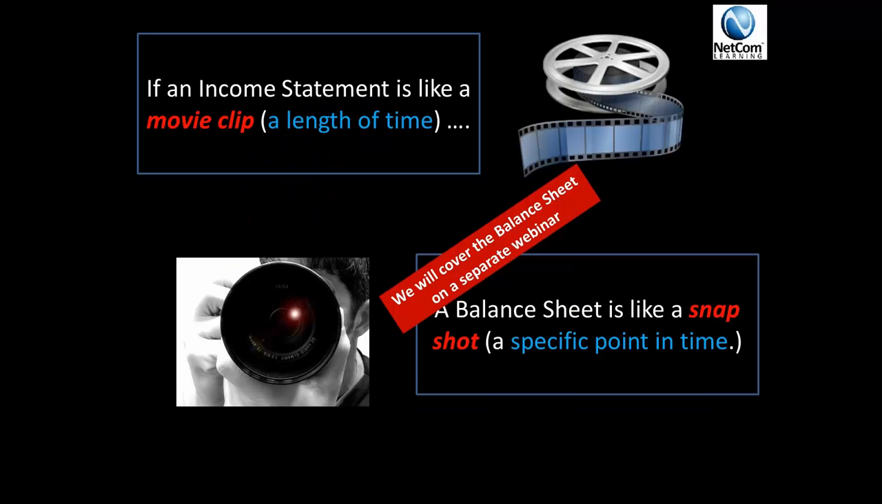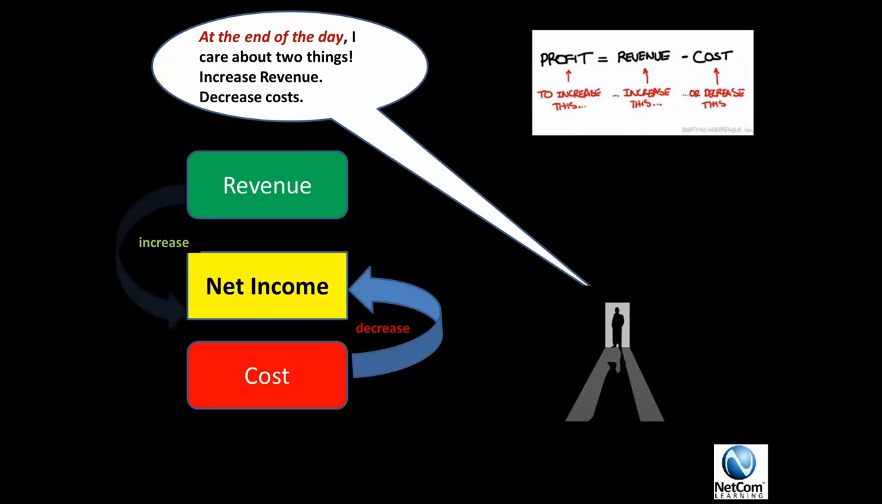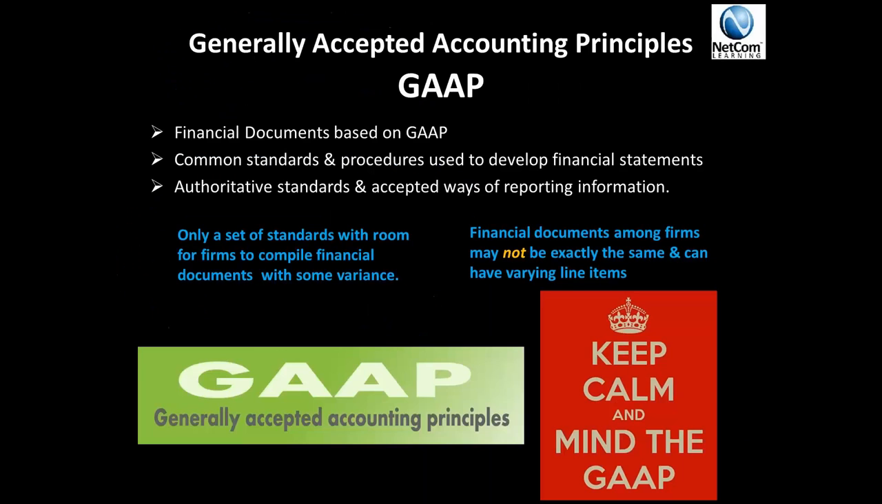Now, I'd like you to think of an income statement as analogous to a movie clip, as a length of time. Often an income statement might have a period of time spanning from January 1st to March 31st. Now, at the end of the day, your CEO mainly cares about two things. She cares about increasing revenue and decreasing cost. In fact, if you look at the upper right illustration, the simple equation for profitability is all of the revenue minus all of the costs.